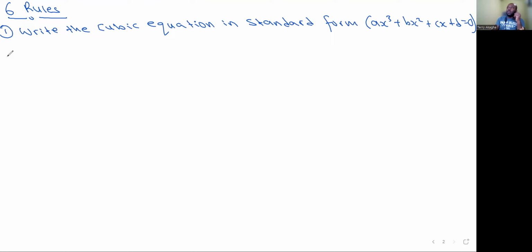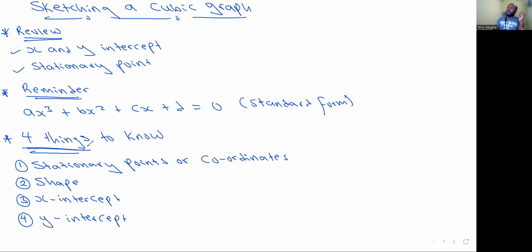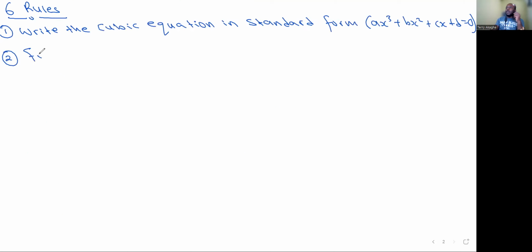Now, number 2, the first thing I talked about is that you need to know the stationary point. So what you have to do is find the stationary point.